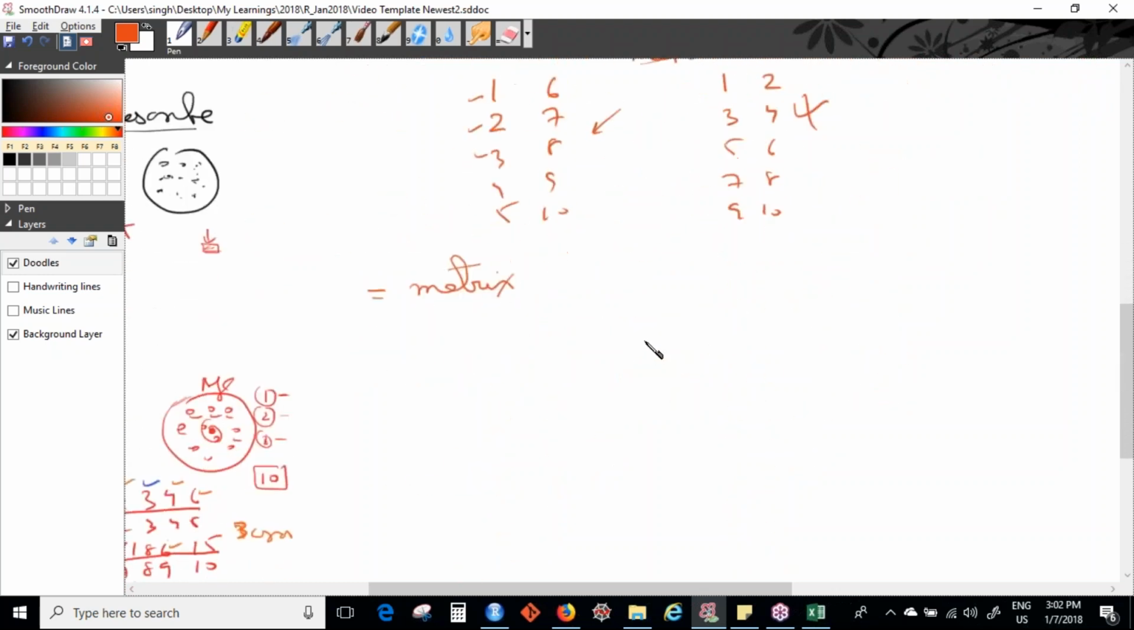Okay. So now the question is, if I give, let's say, 1 to 10, and if I give nrow is equal to 5, and let's say I intentionally give ncol is equal to 3, what will happen? Now 5 into 3 is 15, but I have only 10. So what will happen?